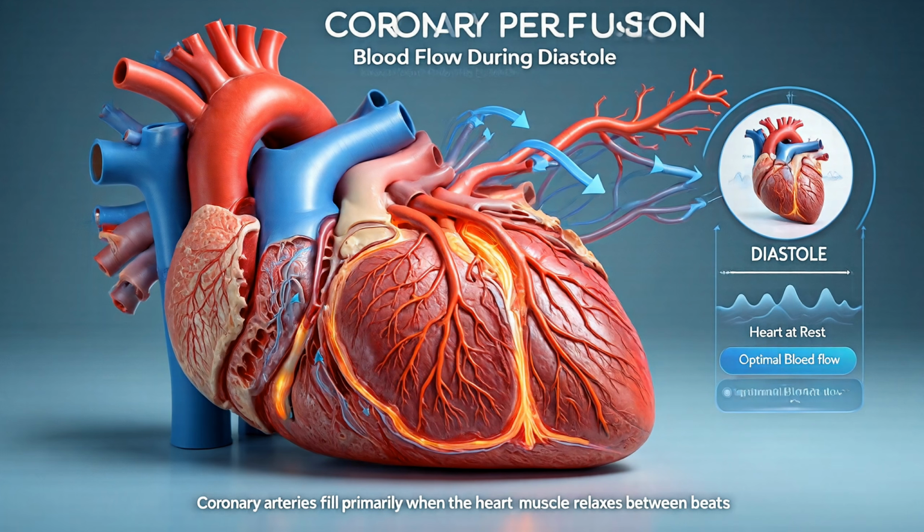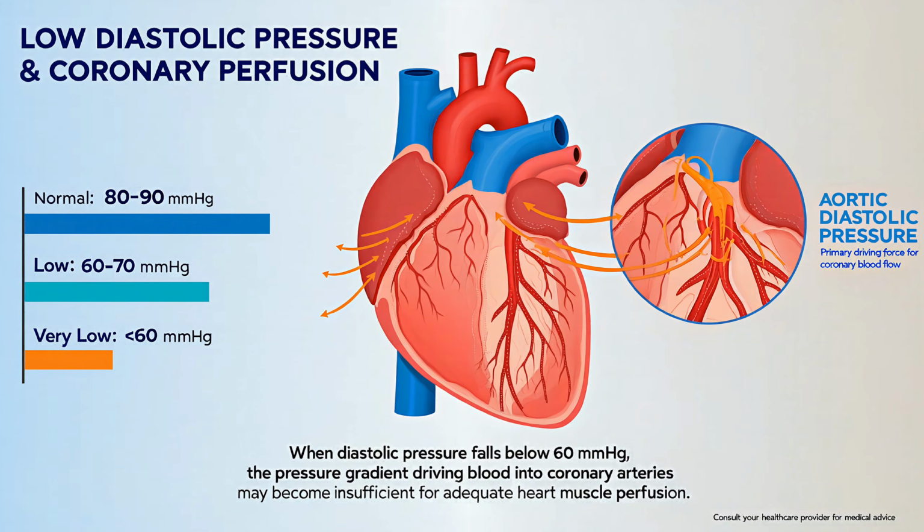Now there is another pattern doctors watch closely. Pattern 3, wide pulse pressure. This occurs when the gap between the two numbers becomes unusually large. For example, 170/60. The difference between those numbers is 110. That difference is called pulse pressure. Pulse pressure reflects how much the pressure rises during each heartbeat compared with the resting pressure between beats.